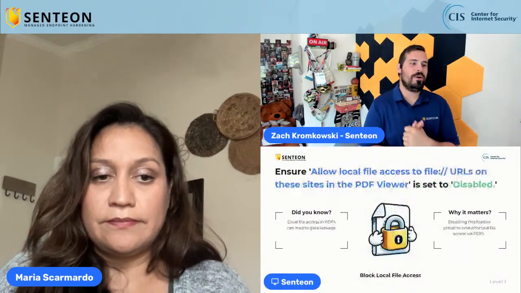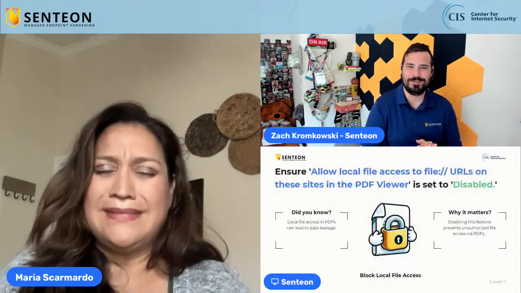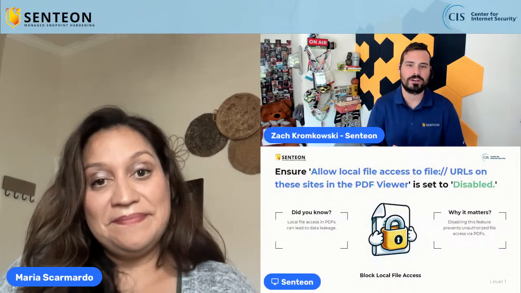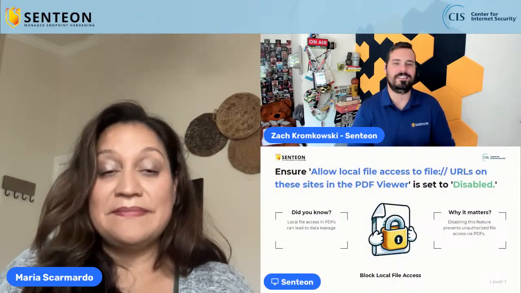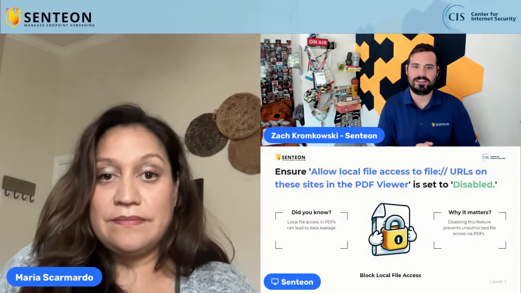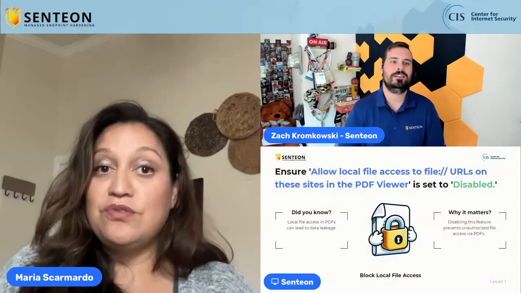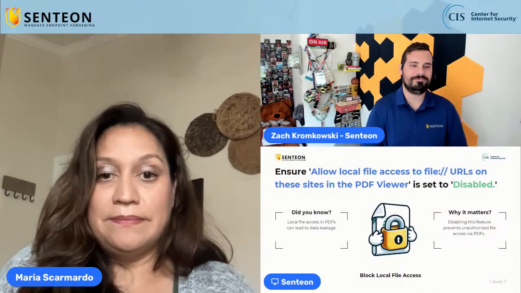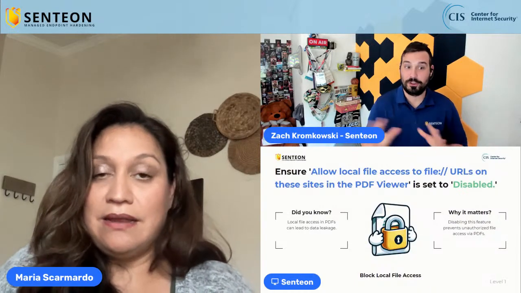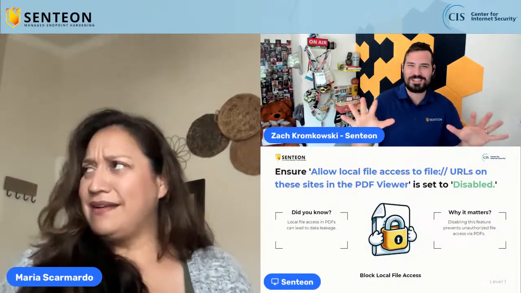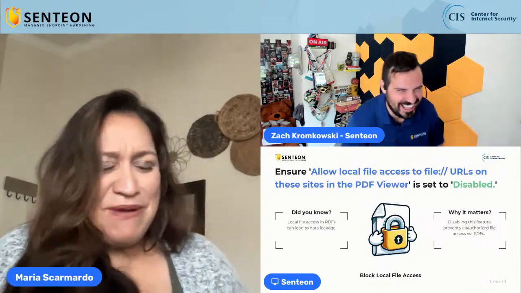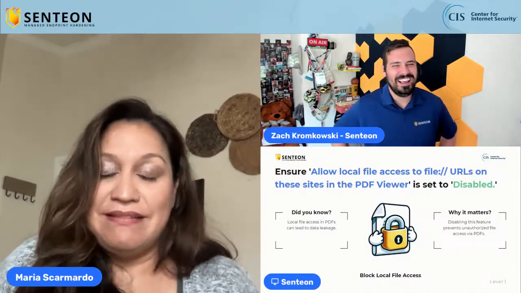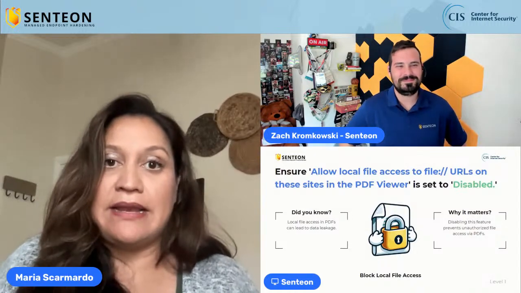So, allow local file access to file URLs on these sites in the PDF viewer is set to disabled. Local anything scares me. So why would we want to disable this setting as well? I need to open my PDF. You do need to open your PDF, but you don't need to give access to it. What's the difference? Can you dive a little technical, or maybe too much? I know you gave me the warning.